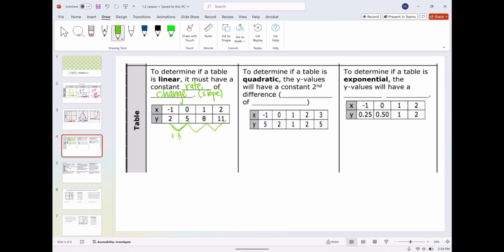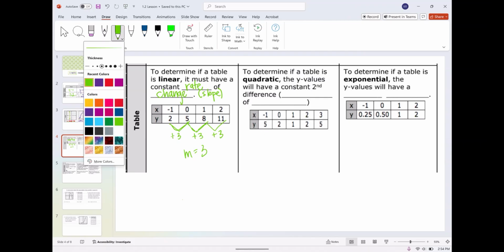From 2 to 5, adding 3, 5 to 8, adding 3. So if you noticed a pattern here, we're adding 3 to each y value. So that means the rate of change or the slope is going to be the 3, right? So m would be 3 in the equation of that line.